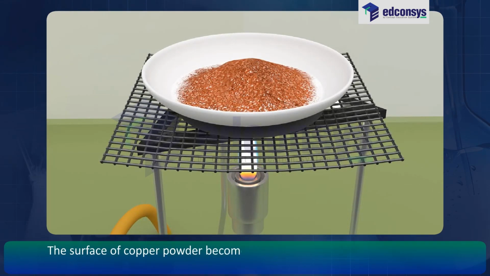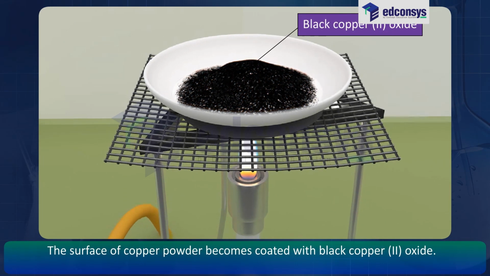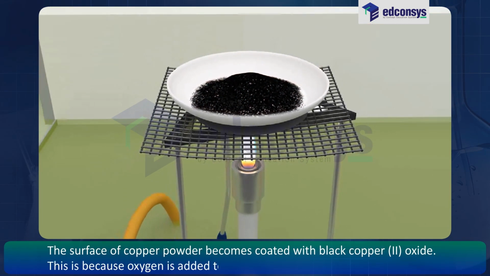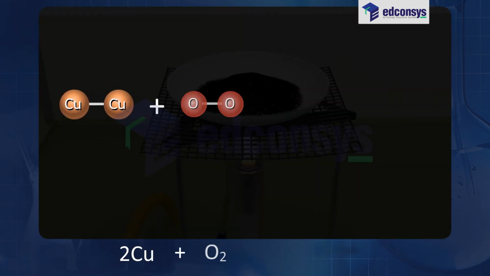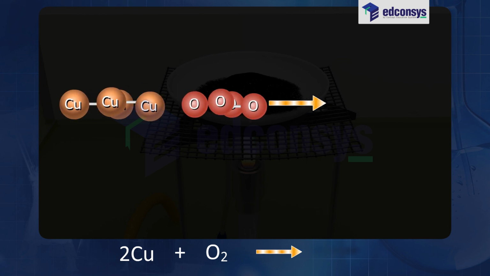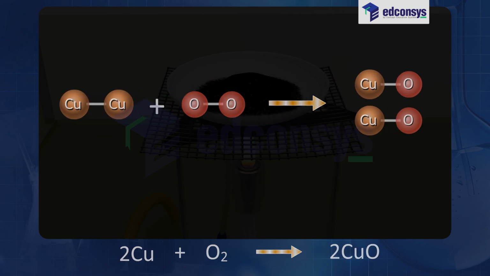The surface of copper powder becomes coated with black copper oxide. This is because oxygen is added to copper and copper oxide is formed. 2Cu + O2 in the presence of heat gives 2CuO.